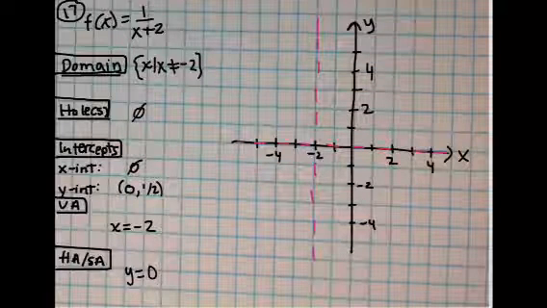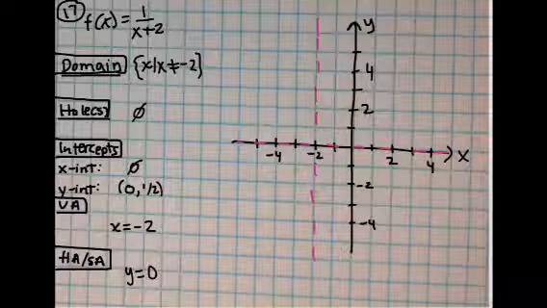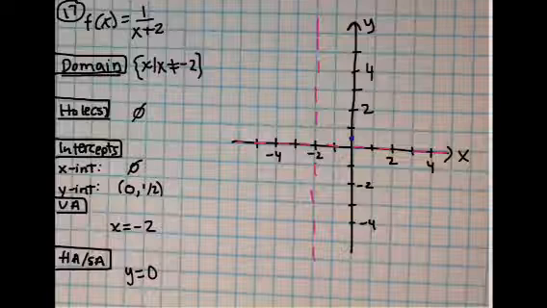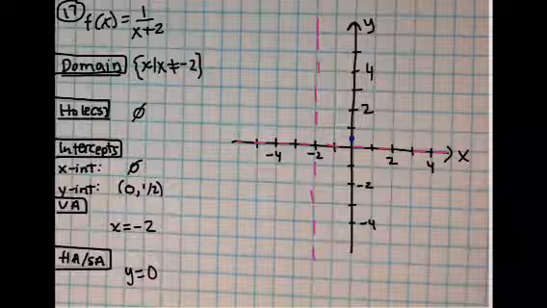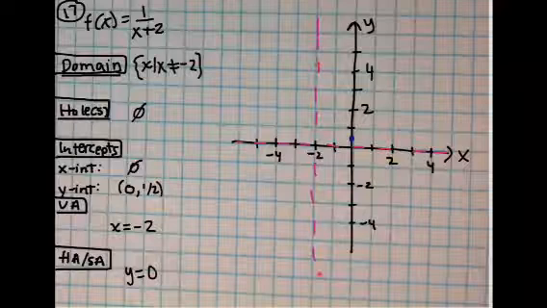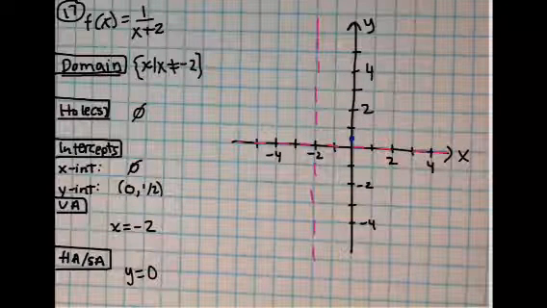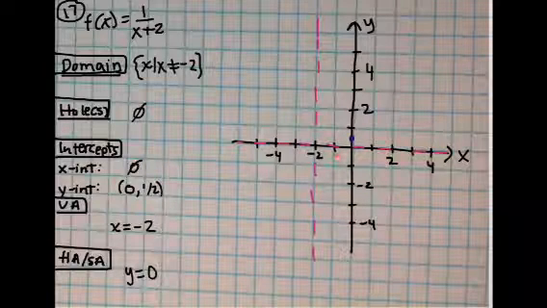Okay. And so the next thing we're going to plot are any intercepts. So we only have one, a y-intercept at (0, 1/2), about there. And again, there were no holes. And so this tells me that the graph is broken up. This vertical asymptote divides the graph into two sections. The left side over here and the right side over here.